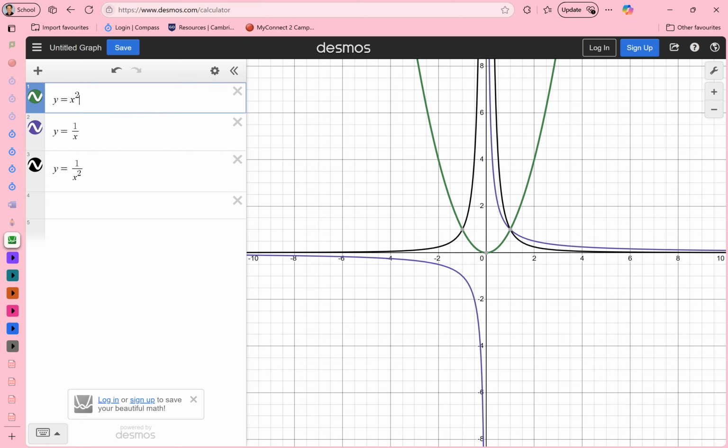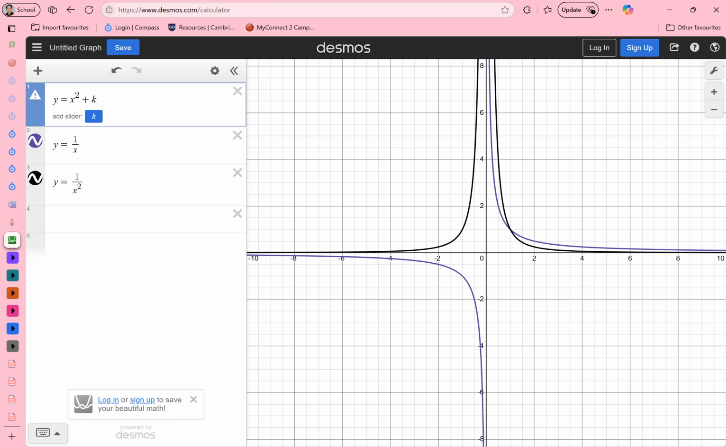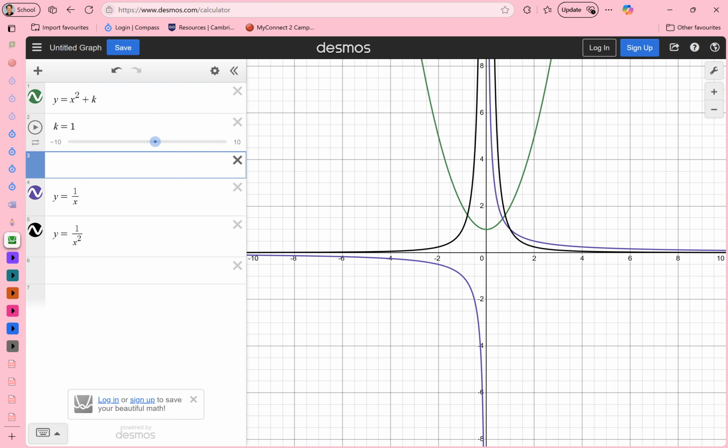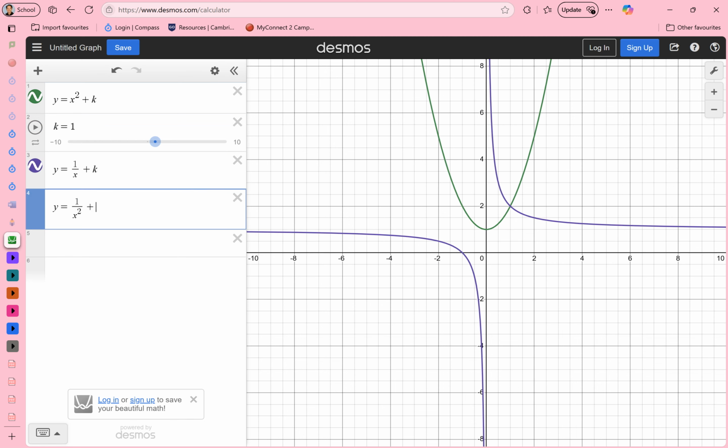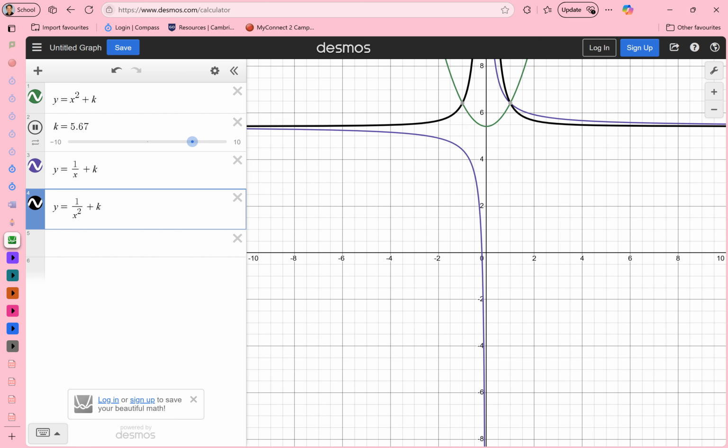Now, you told me k goes up and down, yeah? So watch this. I do plus k. Okay, it says add a slider. So I'm like, all right, I'll add a slider. But let's do a plus k to the hyperbola. And let's do a plus k to the truncus. If I press play on k, means that I change the k value. If k is 1, every graph shifts up by 1. If k is 2, everything goes up by 2. You'll see that all the graphs do the same thing. So if I press play, look at that.